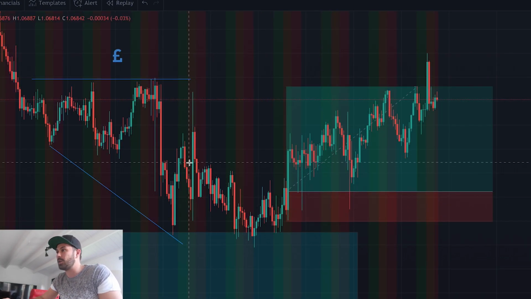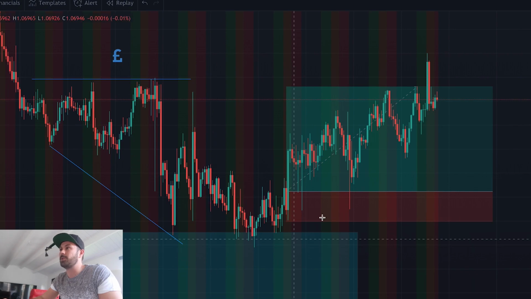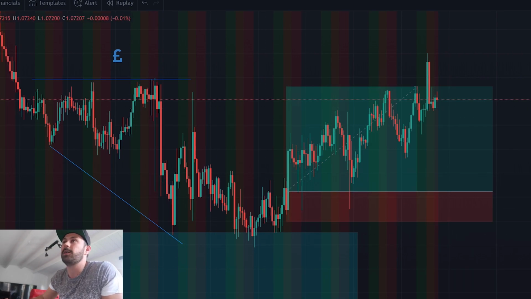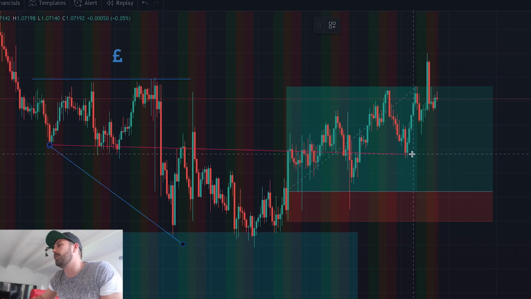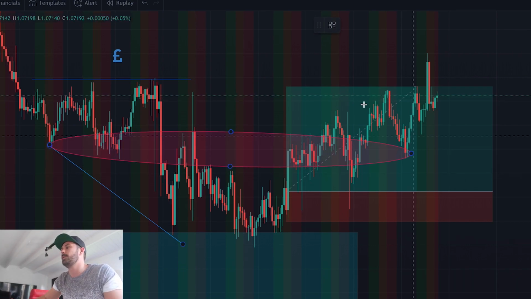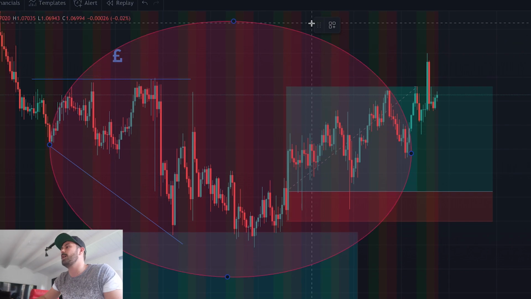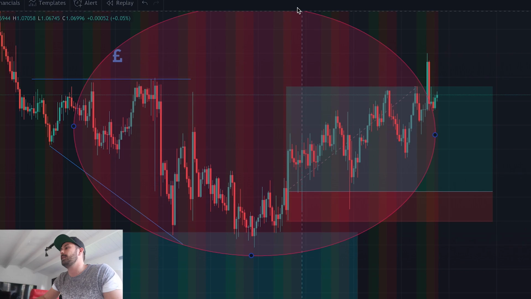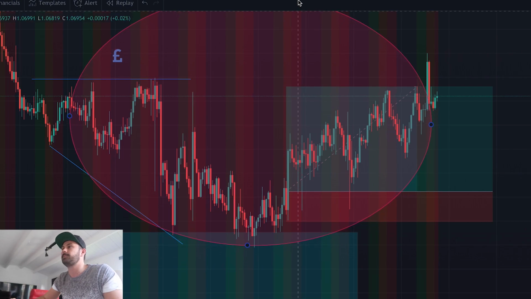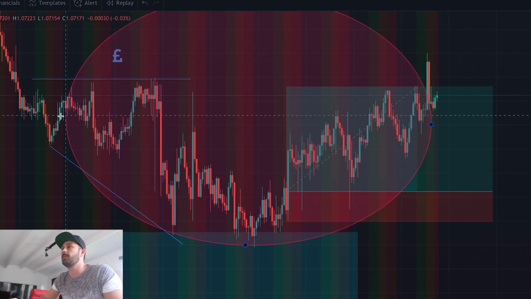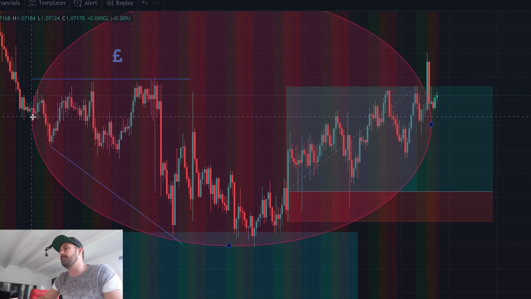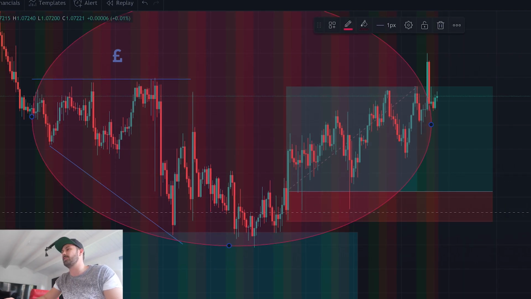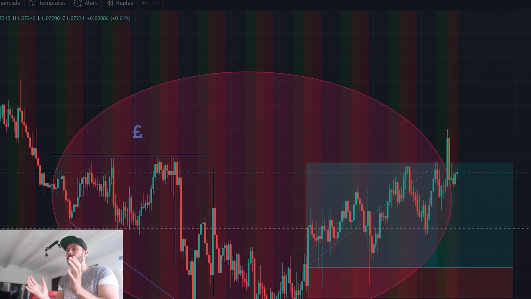Then we have this bottom half of a circle accumulating. So what I'm seeing roughly in my head, just so I can show you guys, is this, okay? This is what I'm seeing. It's causing a bottom half of a circle. This is, to me, a Wyckoff accumulation.